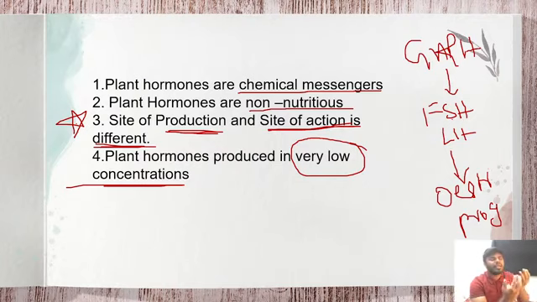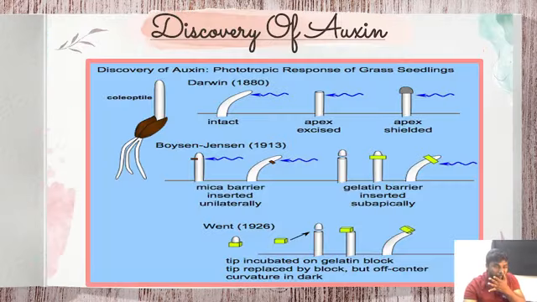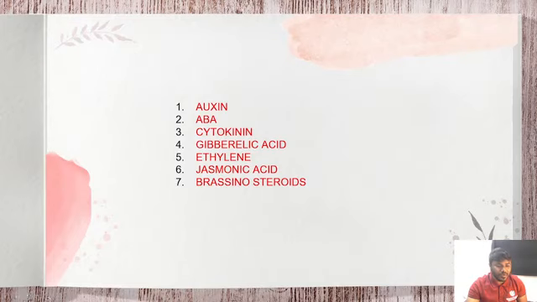Not only in animals, even in the plant body also. Some hormones synthesized in the shoot show their action on the root. Some hormones synthesized in the root show their action on the leaf. So that's why site of production and site of action are entirely different. Do not forget that. Now, friends, what are the various hormones that we have to read?